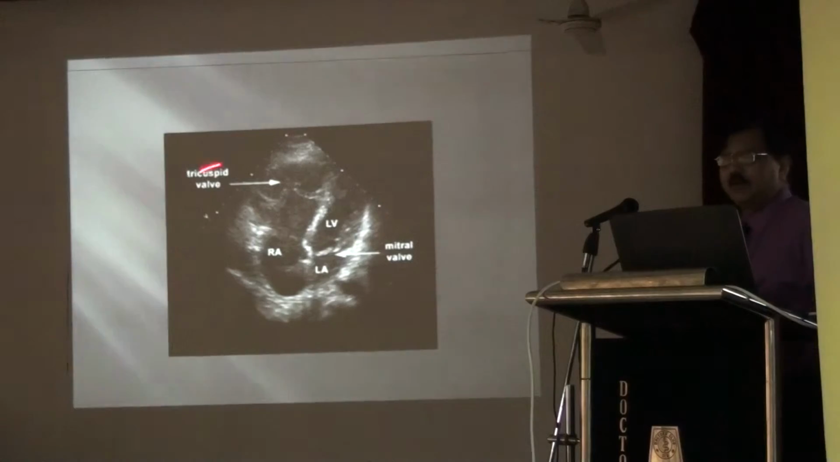Postgraduate, can you see? Can you comment on that? What is that? You look at the valves. Here is the mitral valve, and this is the place for the tricuspid valve. The tricuspid valve is looking here, and the mitral valve is here. Ideally, these should be in the same plane. So, what is the diagnosis?